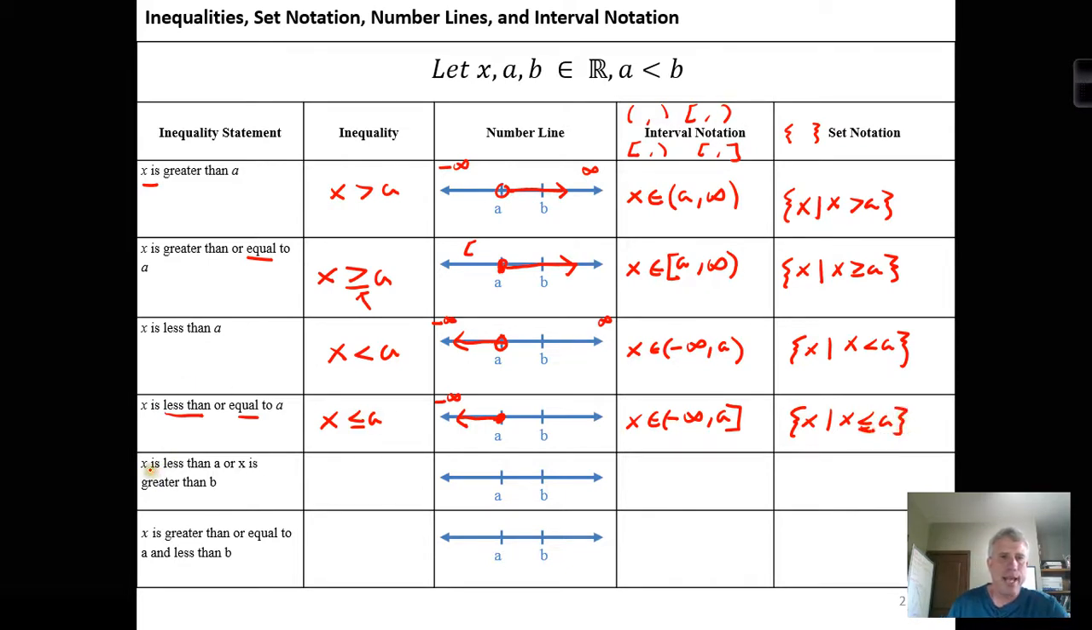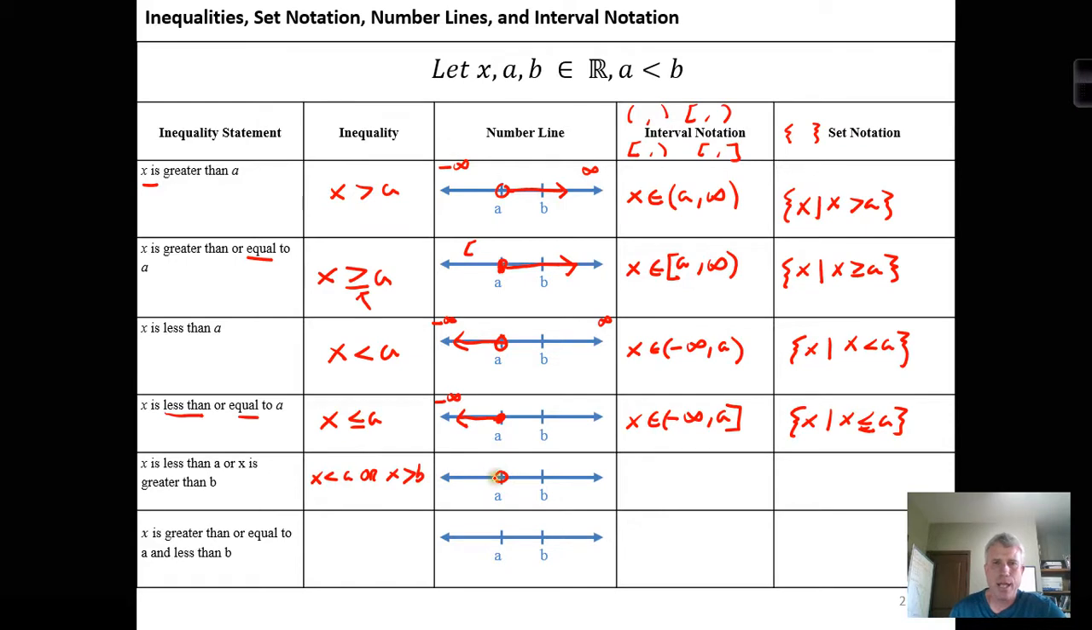Here x is less than a or x is greater than b. So x is less than a or x is greater than b. So in this case, we'll just keep the or. We could replace the or with the union symbol, which means combine the two things. But I'm just going to use the word or here. So to be less than a would mean don't include a.